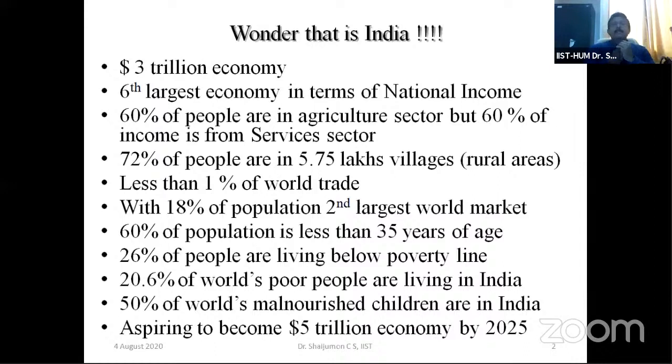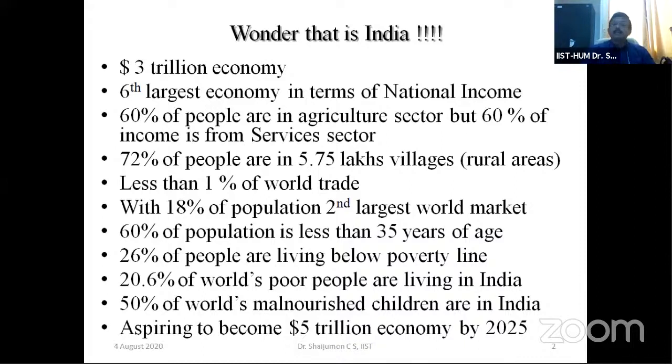First, just understand about India. You would wonder when you hear about India. It is a $3 trillion economy. That means the world's sixth largest economy. India is such a massive country. 60% of the Indian population is in the agriculture sector, but 60% of income is from the services sector. That's a very interesting thing that I'll tell you about a little later. 60% of people depend on the agriculture sector for their livelihood, but if you look at the national income, 60% of income is coming from the services sector.